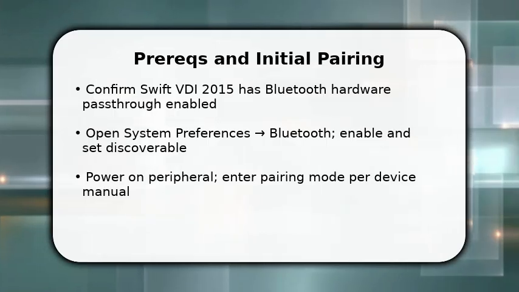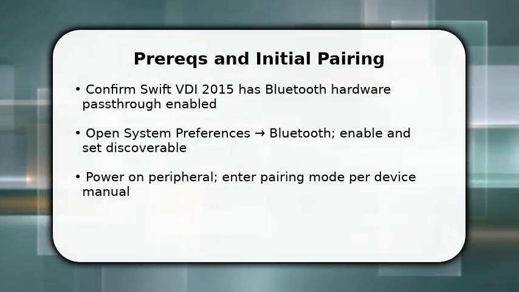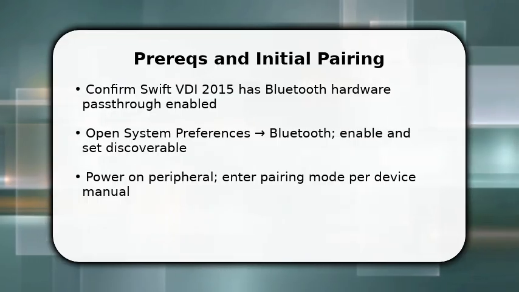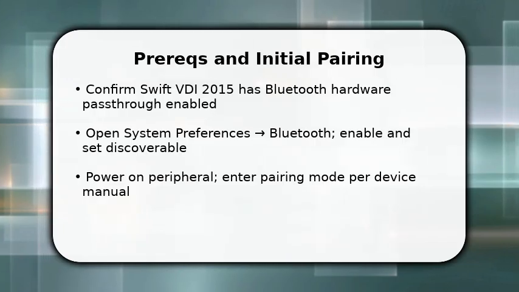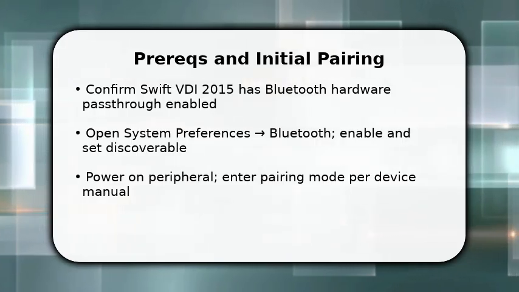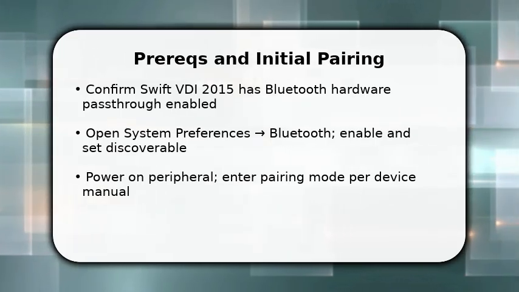You start by verifying prerequisites. Make sure the VDI guest supports Bluetooth pass-through and you have admin rights on the host. Insert or enable the Bluetooth adapter in the hypervisor, then inside the Swift VDI 2015 VM open System Preferences and enable Bluetooth so the VM can see devices.